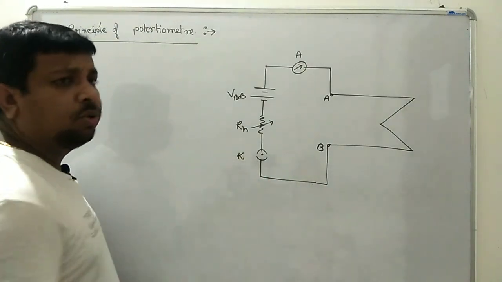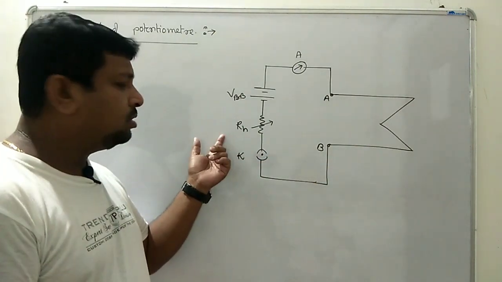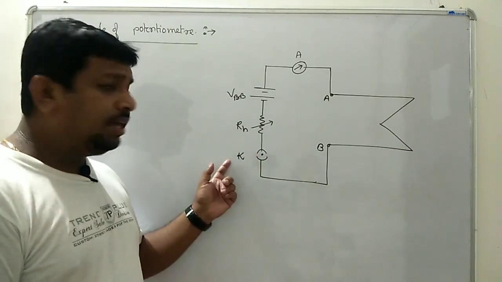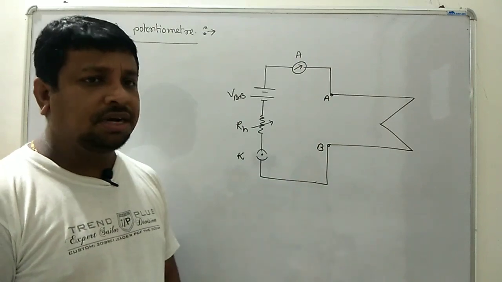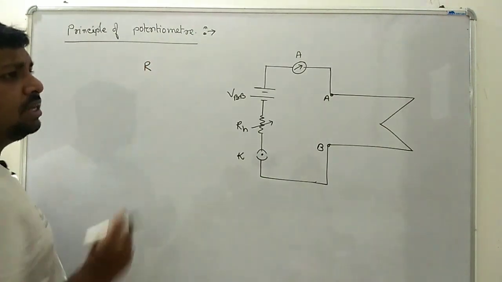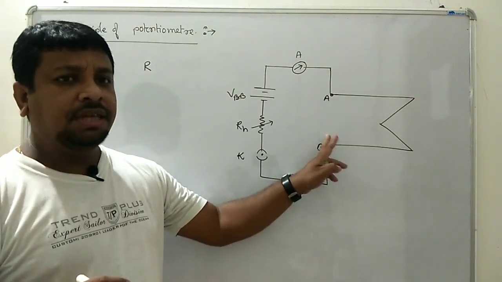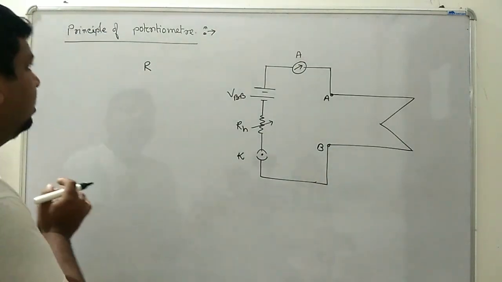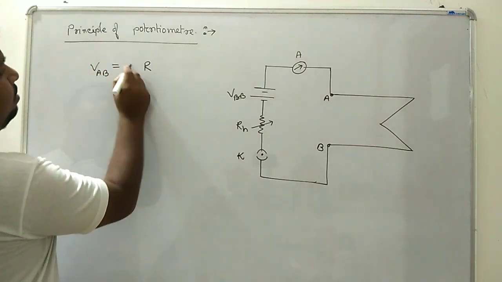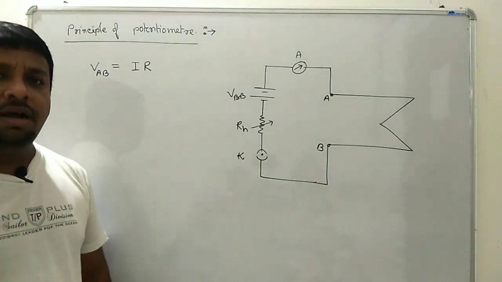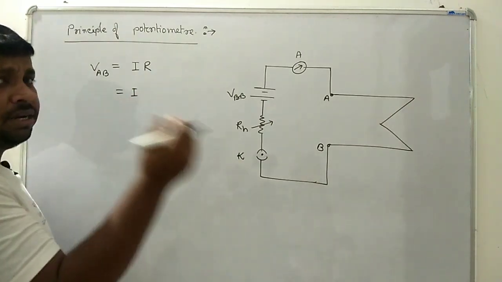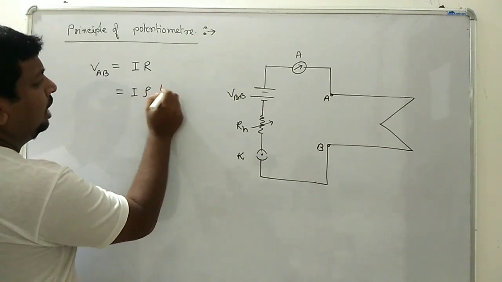When key K is closed, a constant current flows in the circuit due to the presence of the battery, and due to the rheostat we can maintain the resistance in the circuit. Let R be the resistance of the potentiometer wire AB having length L. Then the potential difference across the two ends AB is VAB equal to I into R. Resistance, we know, if L is the length of the conductor, R equals rho into L by A.